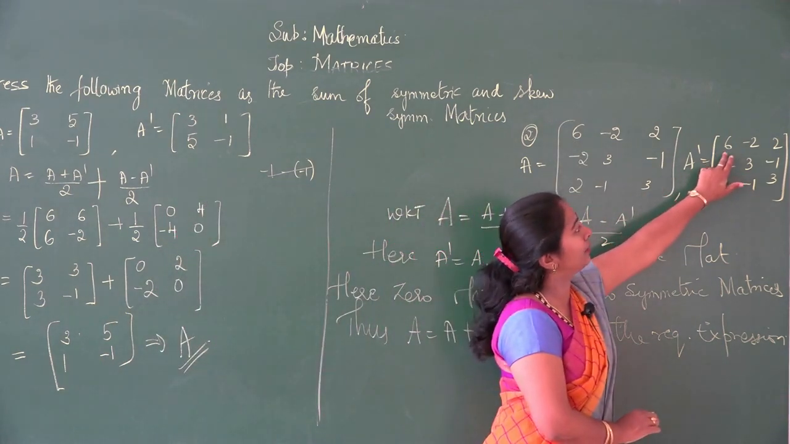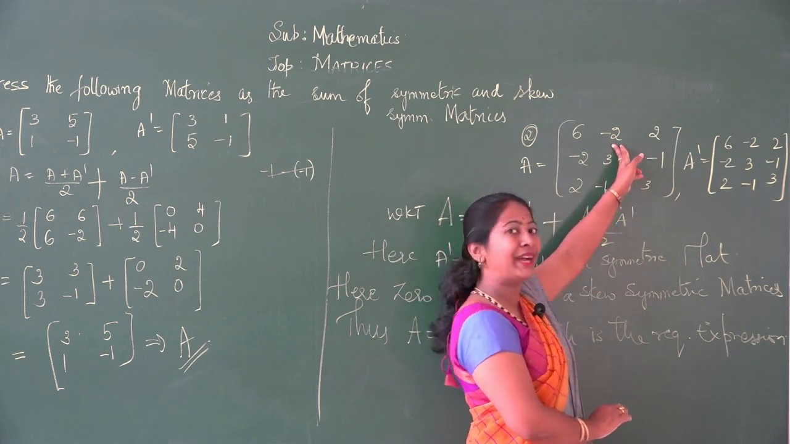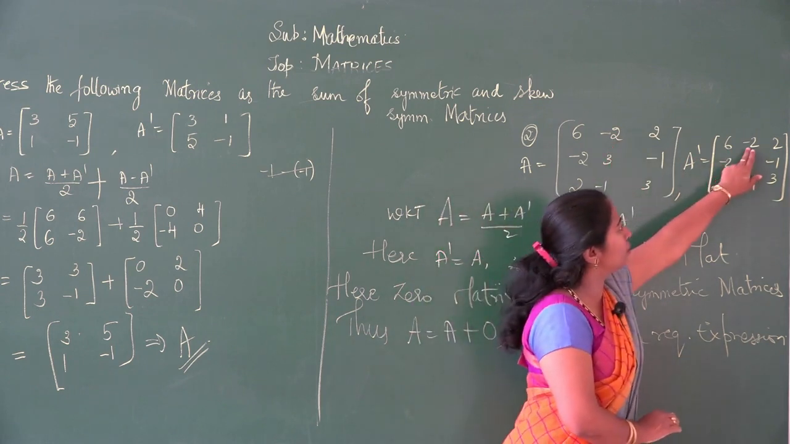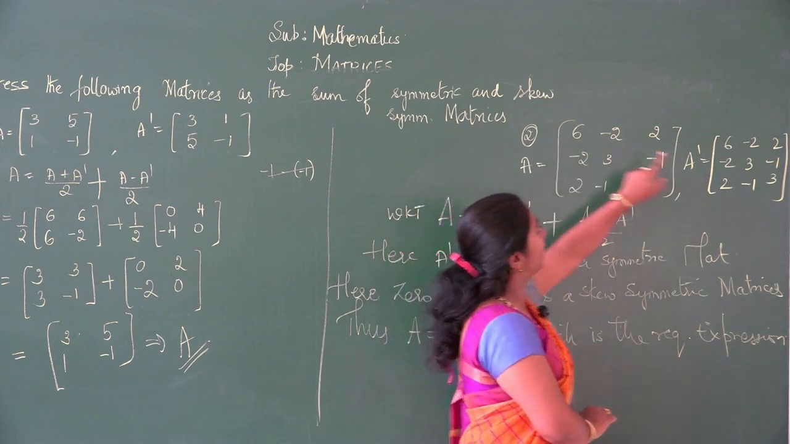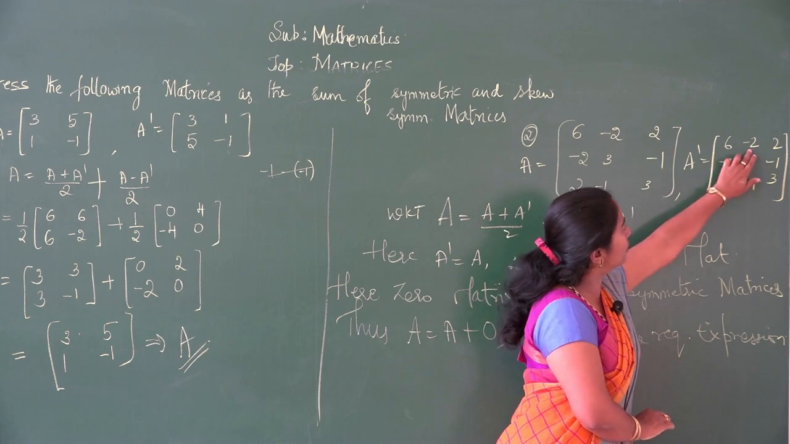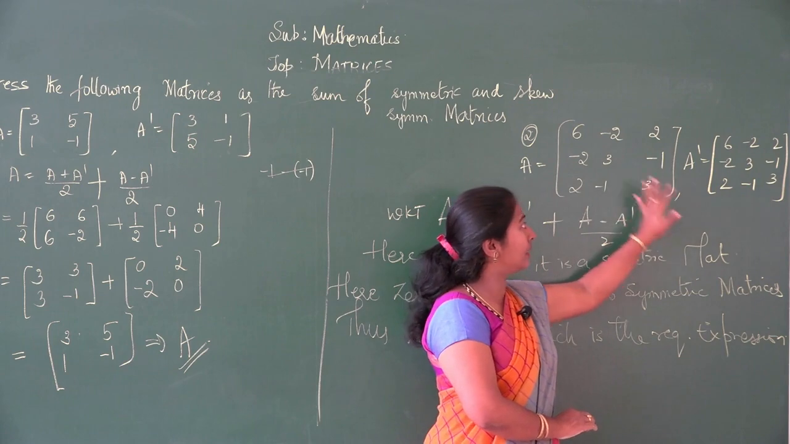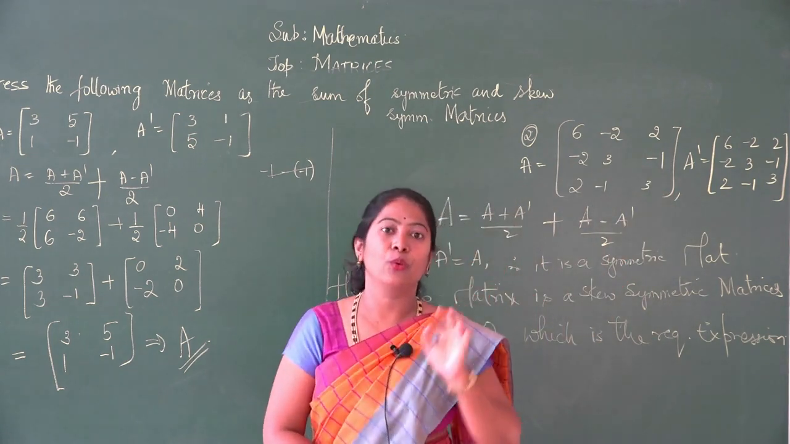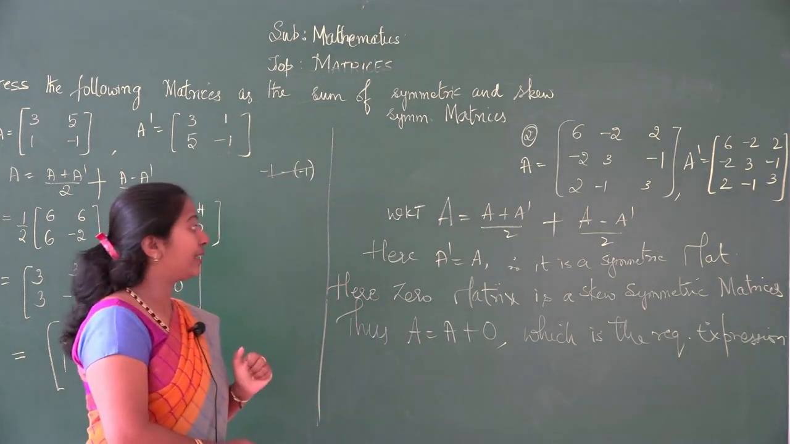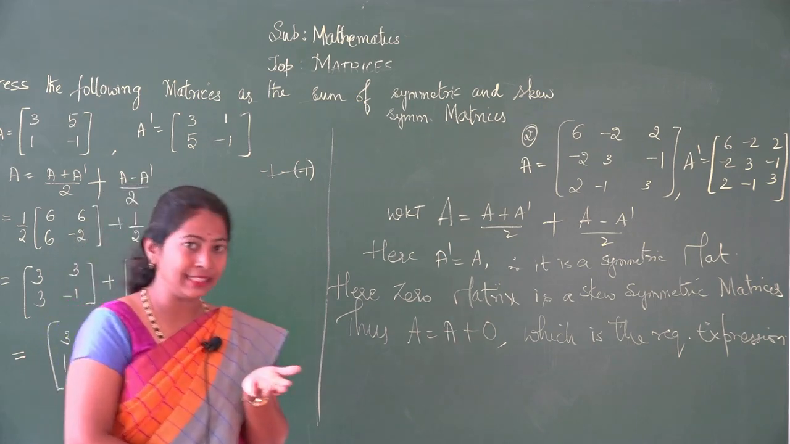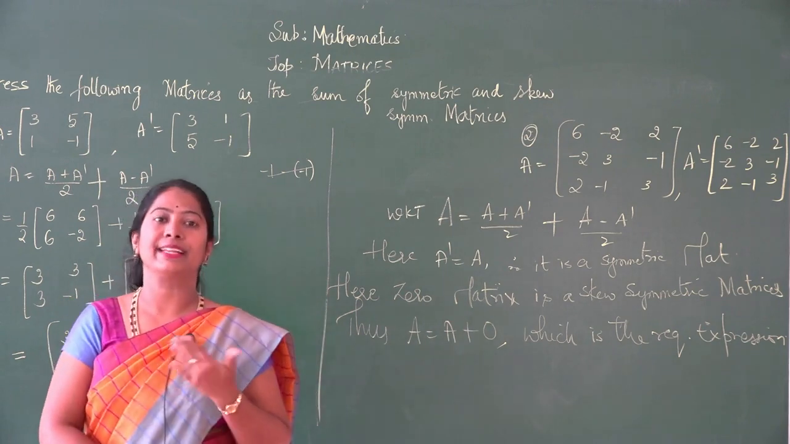6 minus 6 will be 0. Minus 2, you are going to find A minus A dash, minus of minus will be plus. So, minus 2 plus 2 will be 0, 2 minus 2, 0. Once again I will explain, 6 minus 6, 0, minus 2 plus 2 becomes 0, 2 minus 2, 0. With respect to all the corresponding elements of A and A dash, when we find A minus A dash, the resultant answer will be 0. Therefore, we can say the 0 matrix itself is a skew symmetric matrix. Hence, A equal to A plus 0, which is the required expression.